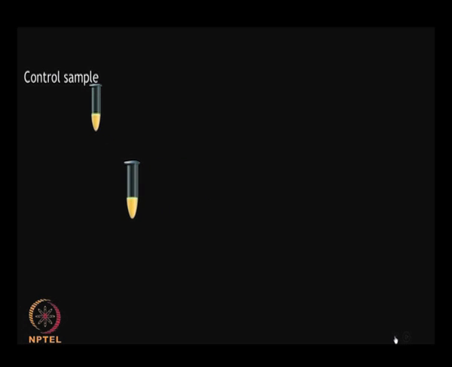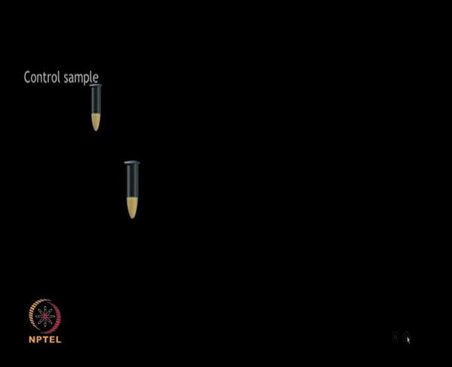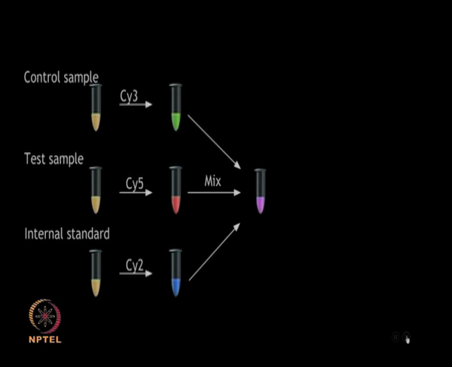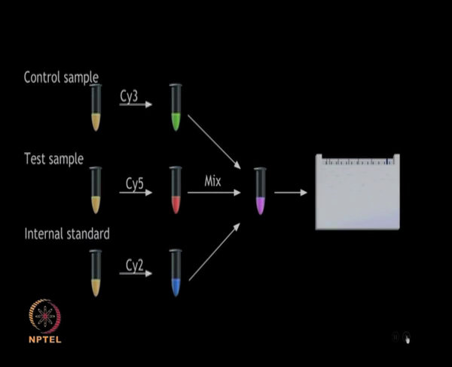In DIGE, the control and test samples can be differentially labeled by using the cyanine dyes and then run on a single gel. The pooled internal standard for DIGE is prepared by mixing equal amounts of all the samples that need to be run on the gel, and this prevents the problem of gel to gel variations.